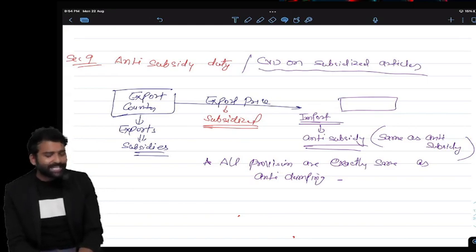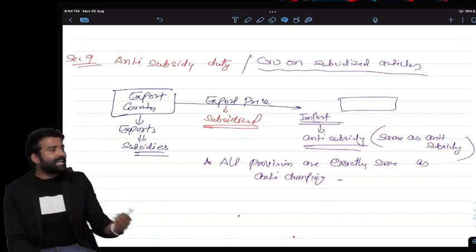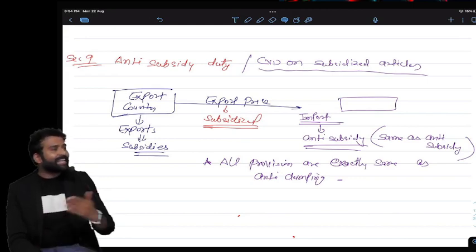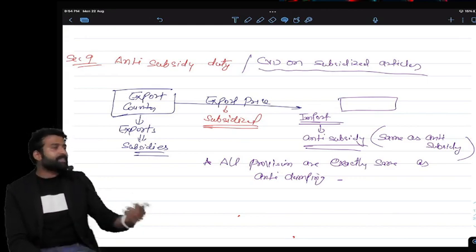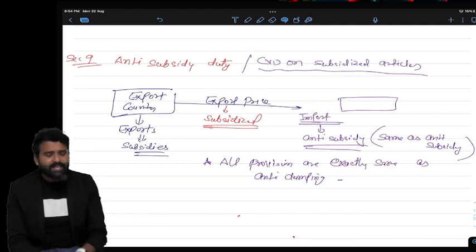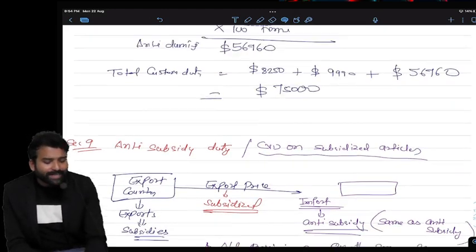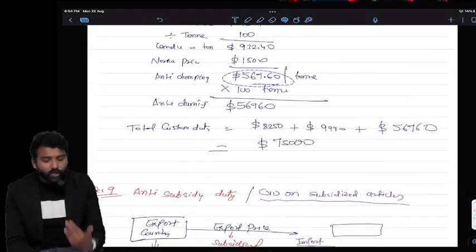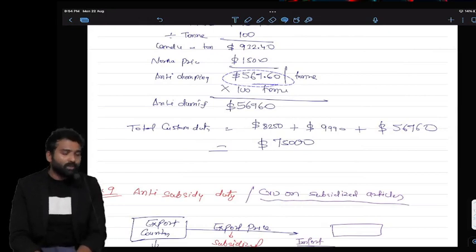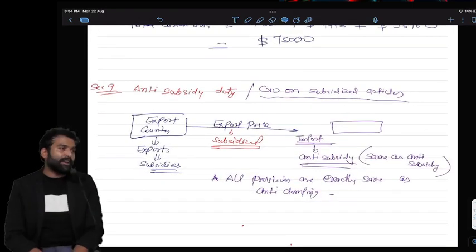Provisions are exactly same. It can be limited for 5 years, extended for the 10 years. Again, it can be imposed provisionally. No anti-subsidy for EOU and SEZ. Provisionals are exactly same. So government is actually using the anti-dumping duty tool rather than anti-subsidy tool. Theoretically, it exists in the Custom Tariff Act.